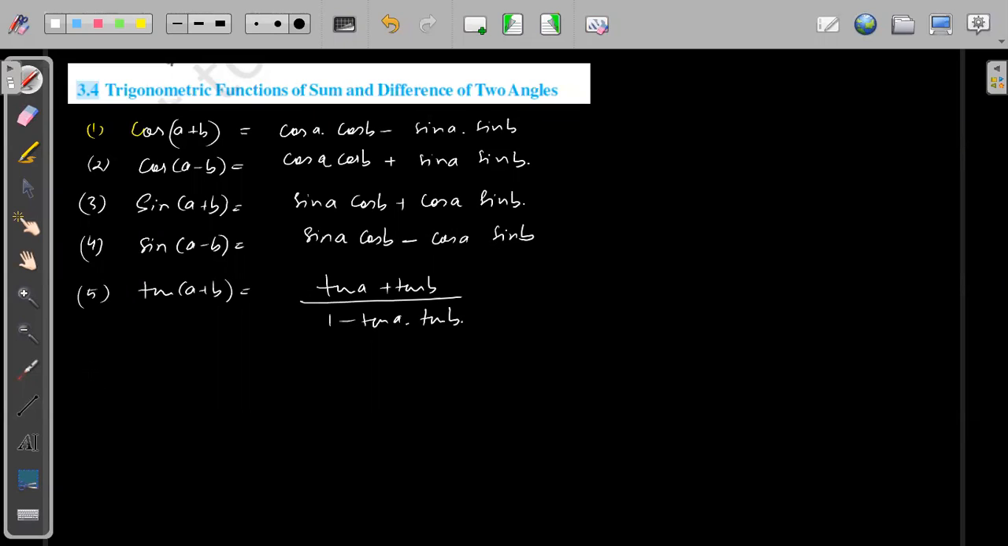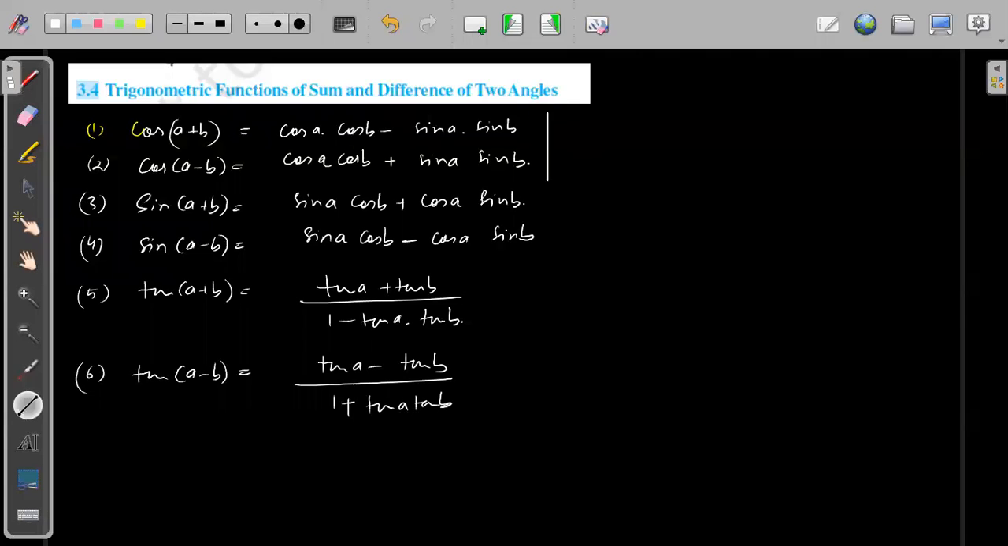Everybody remembers? Sixth, tan of A minus B. What is tan of A minus B? Tan A minus tan B upon 1 plus tan A into tan B. Just check, everybody remembers these six. These are very simple. I guess everybody remembers these.